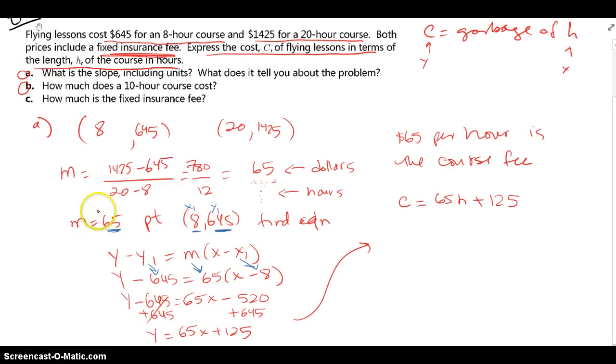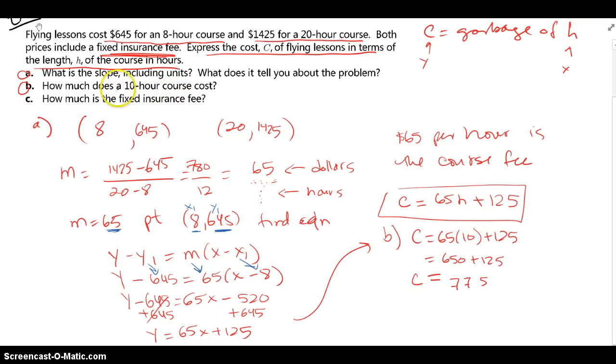So what I did was I chose to use the first ordered pair as my x1, y1, and the slope of 65 that I found. I plugged it into the point slope formula, I distributed, simplified, and then I made sure I changed my variables. Y for me was c, the cost, and x for me was h, the hours. So this is the equation that we ended up with, which will help us answer part B when it says how much does a 10-hour course cost. So I'm going to plug in 10 for the h. Once I put 10 hours into my equation, I got $775, the cost for 10 hours.